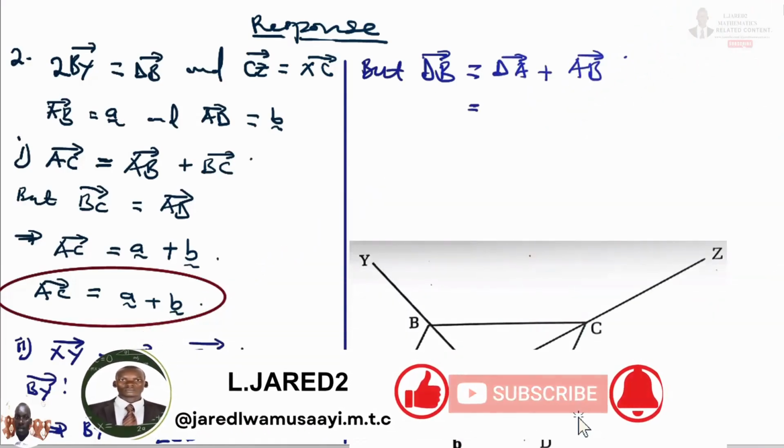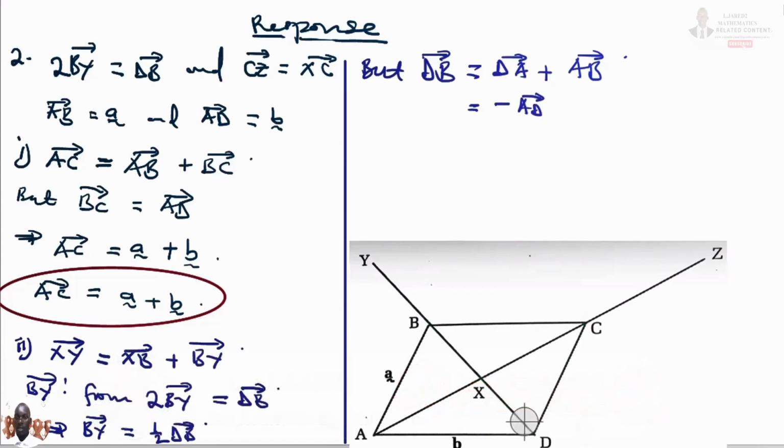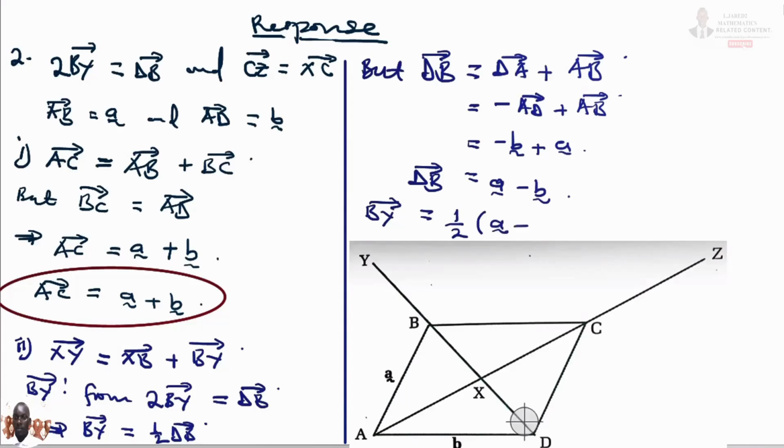So vector DA is the same as the negative of vector AD, the reverse of direction has happened, plus the vector AB. So now let us substitute in. Vector AD is given by b. That means you have negative b plus the vector AB, which is a, implying that vector DB equals a minus b. So this is vector DB, implying that our vector BY equals a half vector (a minus b).